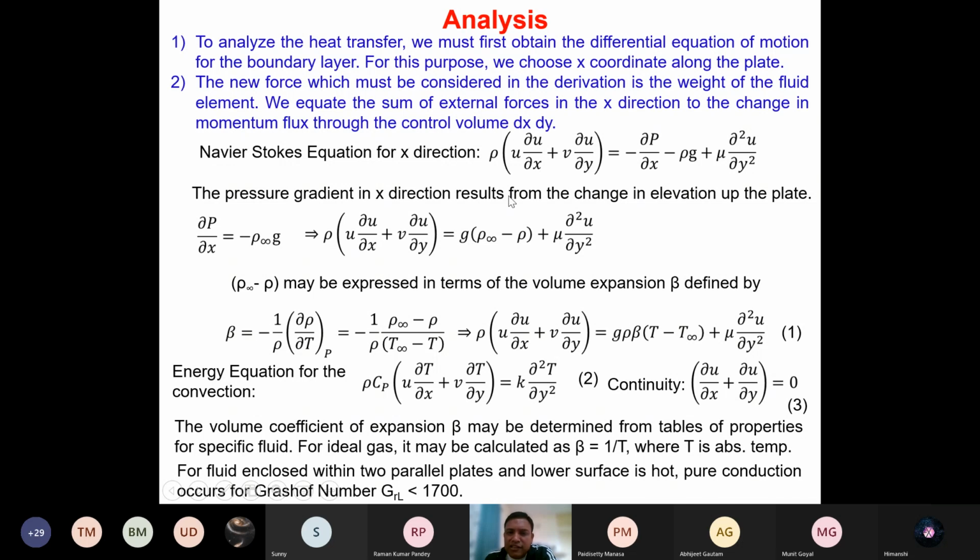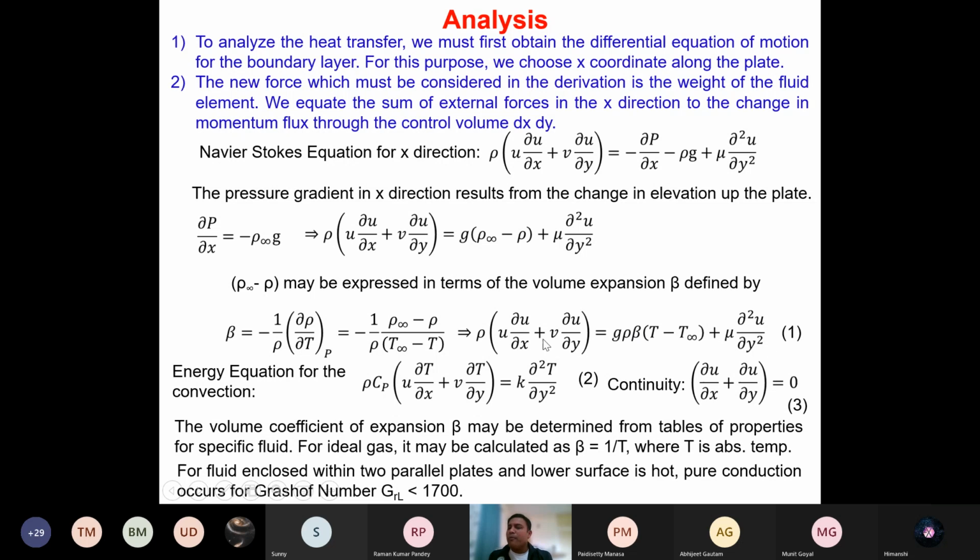So if you put that in the original equation, this g into rho infinity minus rho term we can represent in terms of the temperature difference. Now T is the temperature of the fluid, whereas T infinity is the temperature of the fluid at free stream. Because of some heating, the temperature of the fluid element is going to increase. So that new temperature is T, whereas T infinity is the free stream temperature. So this is going to be a temperature difference.